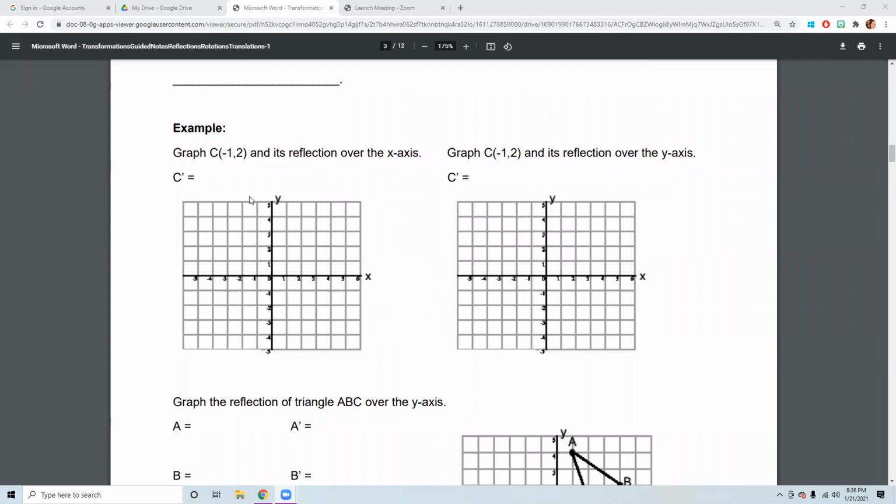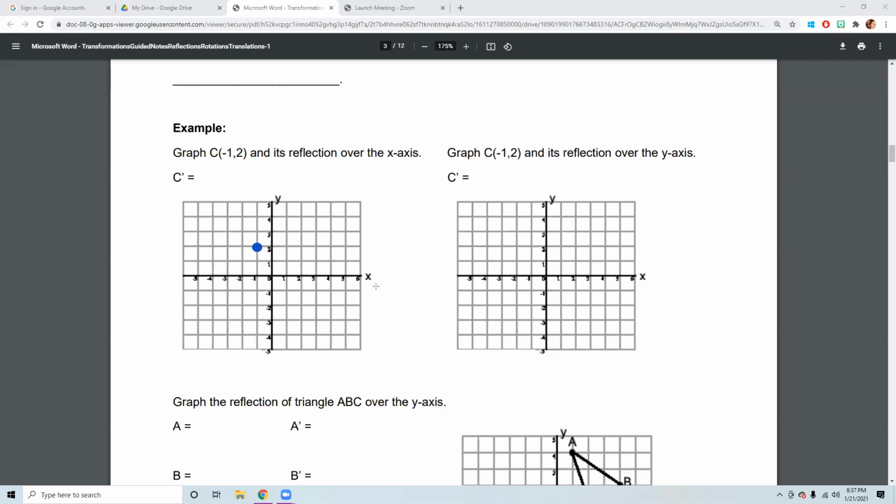Our first example is asking us to graph C, which is going to be (-1, +2). So let's go ahead and graph that: -1, +2. And we have our point right here. Then our directions tell us that it's reflected over the x-axis. To be able to do this, I have to know my x from my y. Thankfully, this graph tells me. So this right here is our x-axis.